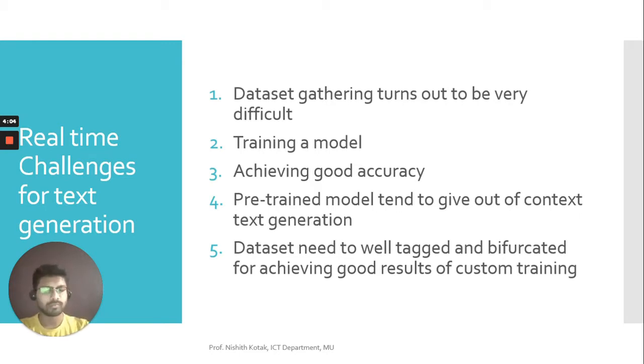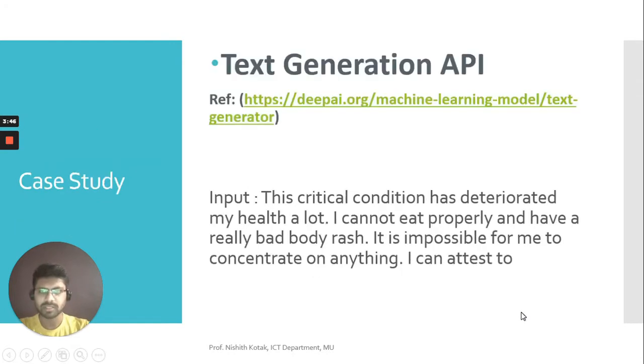Right? But I was miserably sad because it didn't turn out really pretty well. So a custom training model was the need of the hour. Then we need a large data set that is well tagged and bifurcated to achieve very good results, and that could only be done by custom training. And so these are some of the challenges.